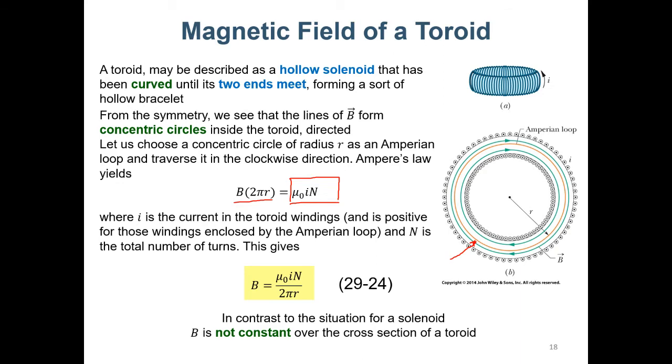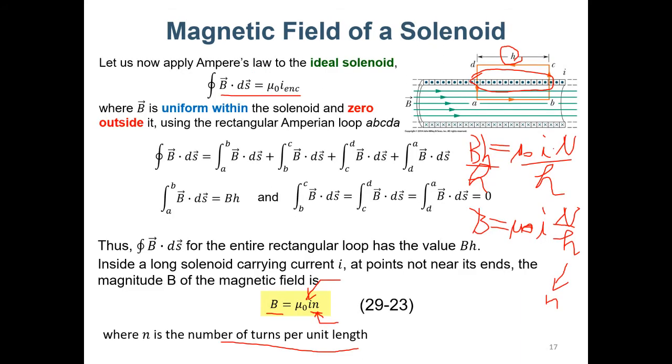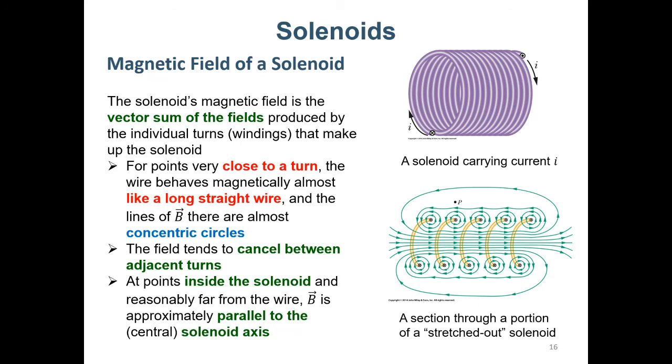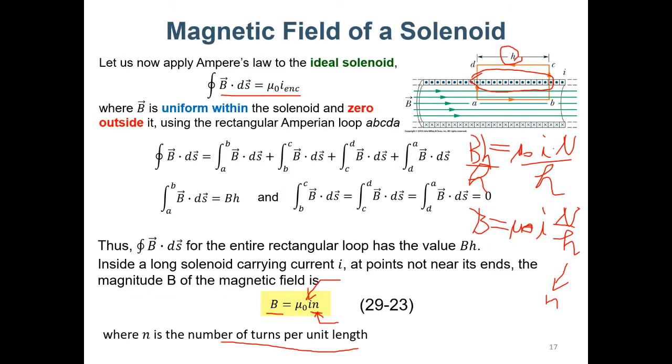But for the solenoid, we consider, suppose it is sufficiently close to the central axis, then we assume the B field is uniform. Although here there will be some strange B field. Any questions?